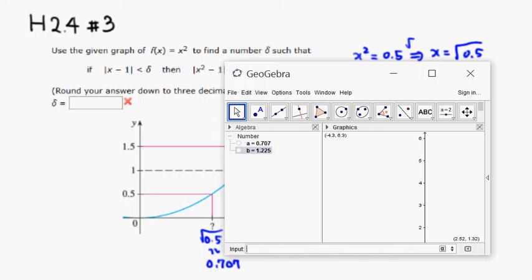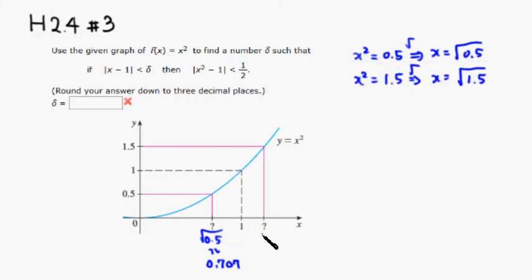You can do that on your calculator, and it's 1.225. So this is about 1.225. Looks like the distance here is going to be 0.225, and the distance on the other side, you subtract 0.707 from 1, so that will be 0.293.